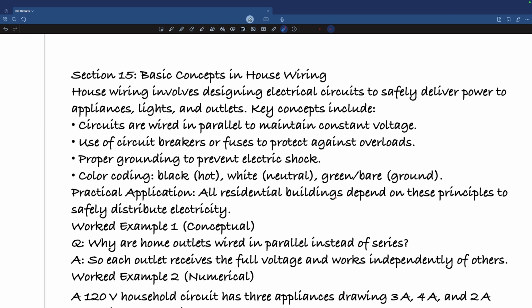Now read these parts, basic concepts in house wiring. I already told you that circuits at home are wired in parallel. Two reasons: we want to independently switch on and off the different appliances. Not only that, in parallel, all appliances get the same voltage because they are all individually wired to the source. And at home, every appliance, we have to give it 120 volt.